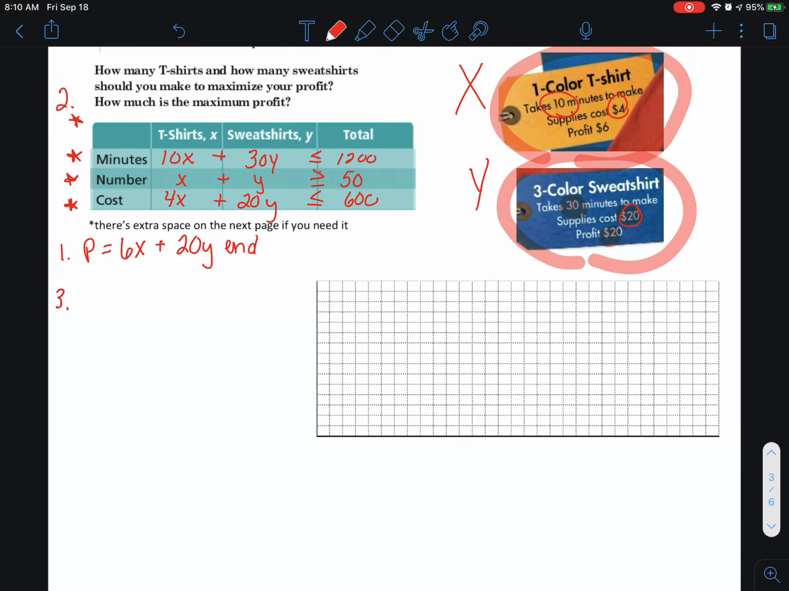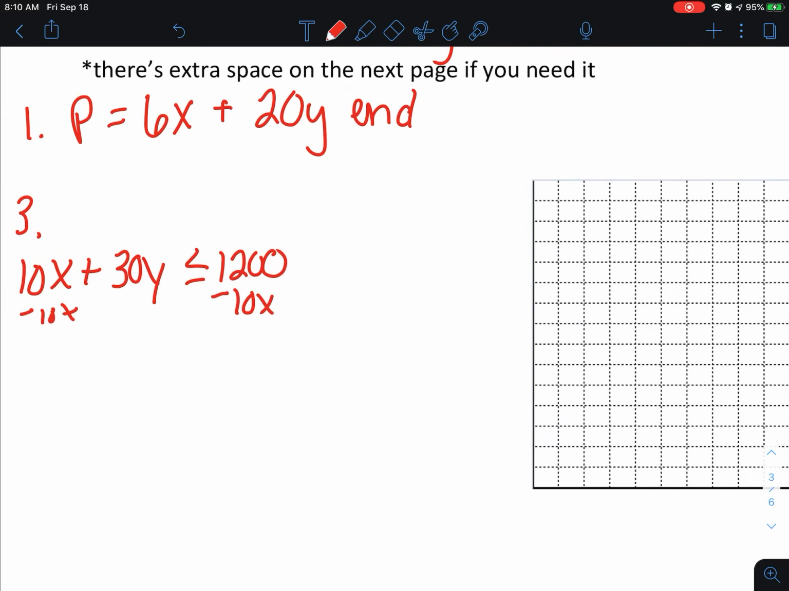We have to do this 3 times. The first thing is 10x plus 30y is less than or equal to 1,200. Take over the 10x. Okay, so we've been doing this a lot. 30y is less than or equal to negative 10x plus 1,200. We're going to divide by 30 on everything.